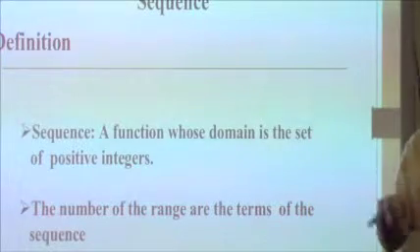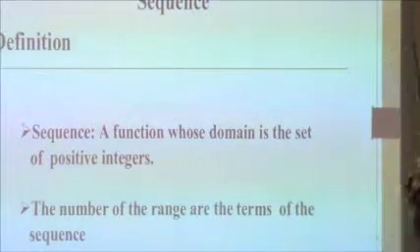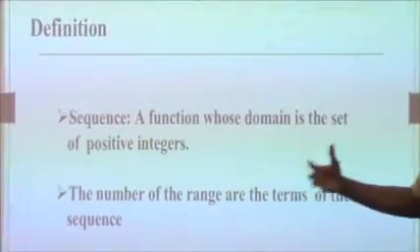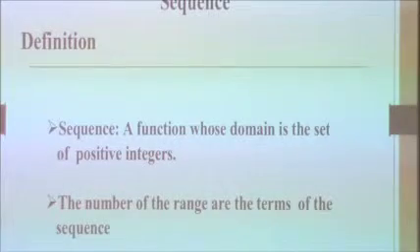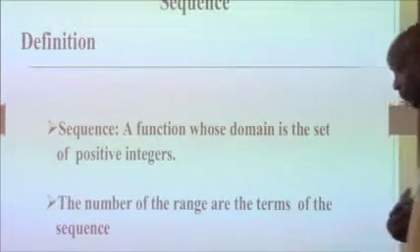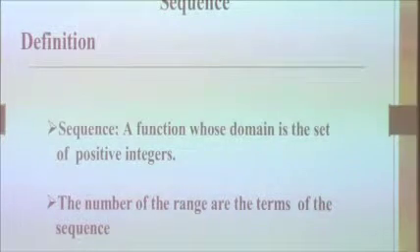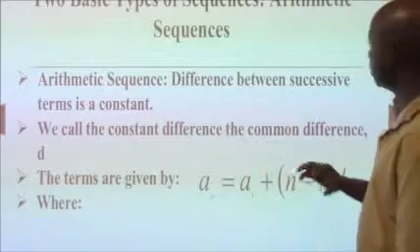A sequence is a function whose domain is a set of positive integers. So the domain would be like 1, 2, 3, 4, 5, 6, 7, 8, and on and on. And the numbers of the range is what we call the terms of the sequence. Now, there are two basic types of sequences, and we will talk about them.